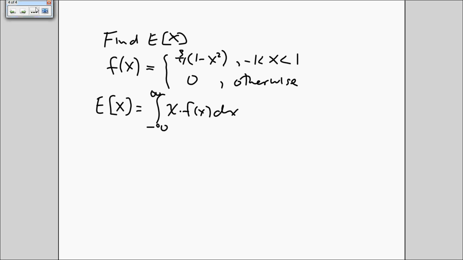But outside -1 to 1, f of x is 0, and x times 0 is 0. The integral of 0 dx, I don't care what limits you have, is 0. The reason is, what's the antiderivative of 0? What do you take the derivative of to get 0? A constant. I was thinking it was 0, but it's a constant.